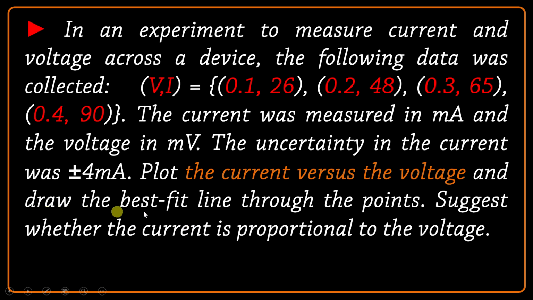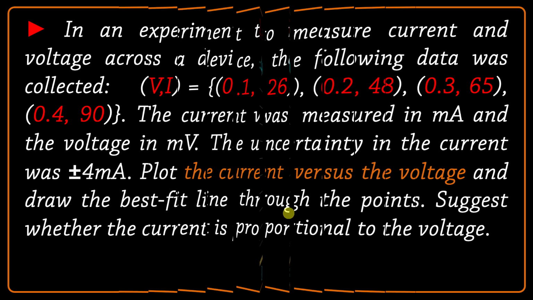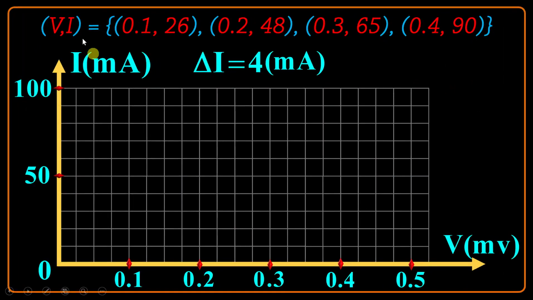Look at this part, draw the best fit line. When they say draw the best fit line, it is not necessary to do some calculation. It's enough just to draw the maximum and the minimum slope lines, and the best fit line will lie in between. Okay, let's start. I put the given values here and the uncertainty in current. As I told you, there is nothing given for the uncertainty in voltage.